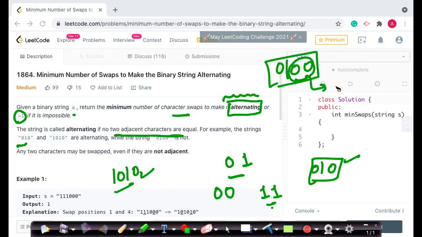Also in the question it is given that you can swap any characters given in the string. The characters need not be adjacent. So now I hope you have understood the question statement. I would highly recommend you to please try out the question on your own and then only proceed to the hint of this problem.